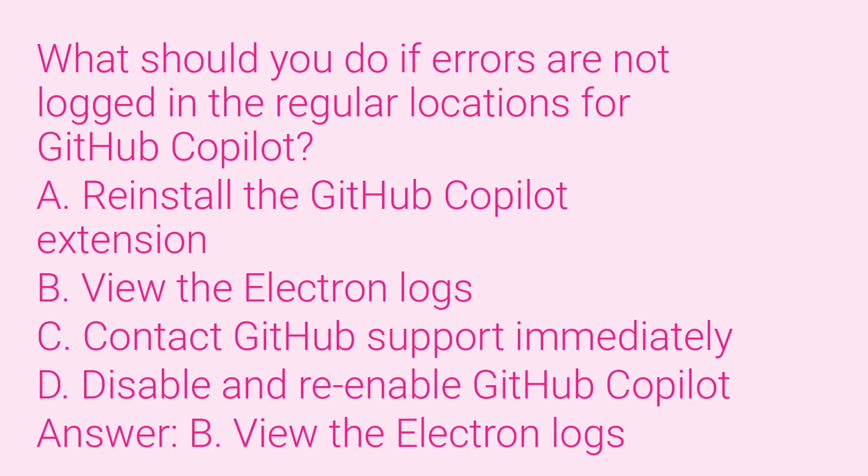What should you do if errors are not logged in the regular locations for GitHub Copilot? A. Reinstall the GitHub Copilot extension. B. View the Electron logs. C. Contact GitHub support immediately. D. Disable and re-enable GitHub Copilot. Answer. B. View the Electron logs.